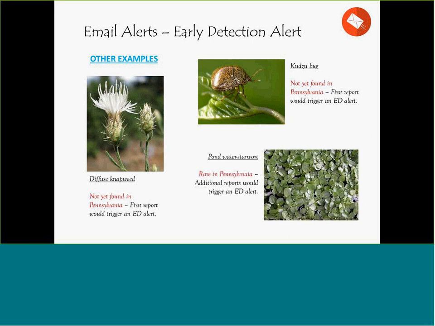Again, if you set up a custom alert for this specific species, the first observation that was reported would trigger that early detection alert. And pond water starwort, this is a species that we do have in Pennsylvania right now, but it's still fairly rare. It's not widespread, it's not in a ton of different places. And sectional reports, based on a geography that you would select, would trigger that early detection alert.